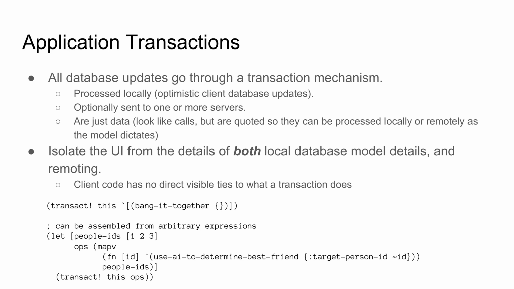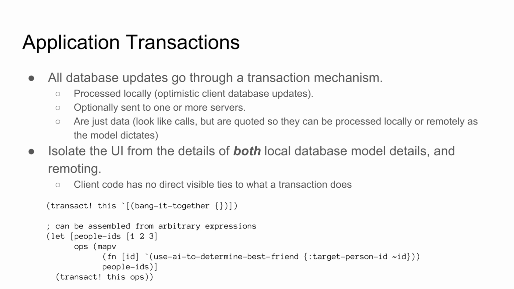I can refactor my UI. But I still want to be able to push buttons on the UI and have things happen. And so this leads us to application transactions. All database updates go through a transaction mechanism in Fulcro. They're processed locally. That causes optimistic client database updates, and they're optionally sent to one or more servers. These transactions are just data. They look like calls, but they're quoted so they can be processed locally or remotely, as the model dictates. So the UI is just UI.